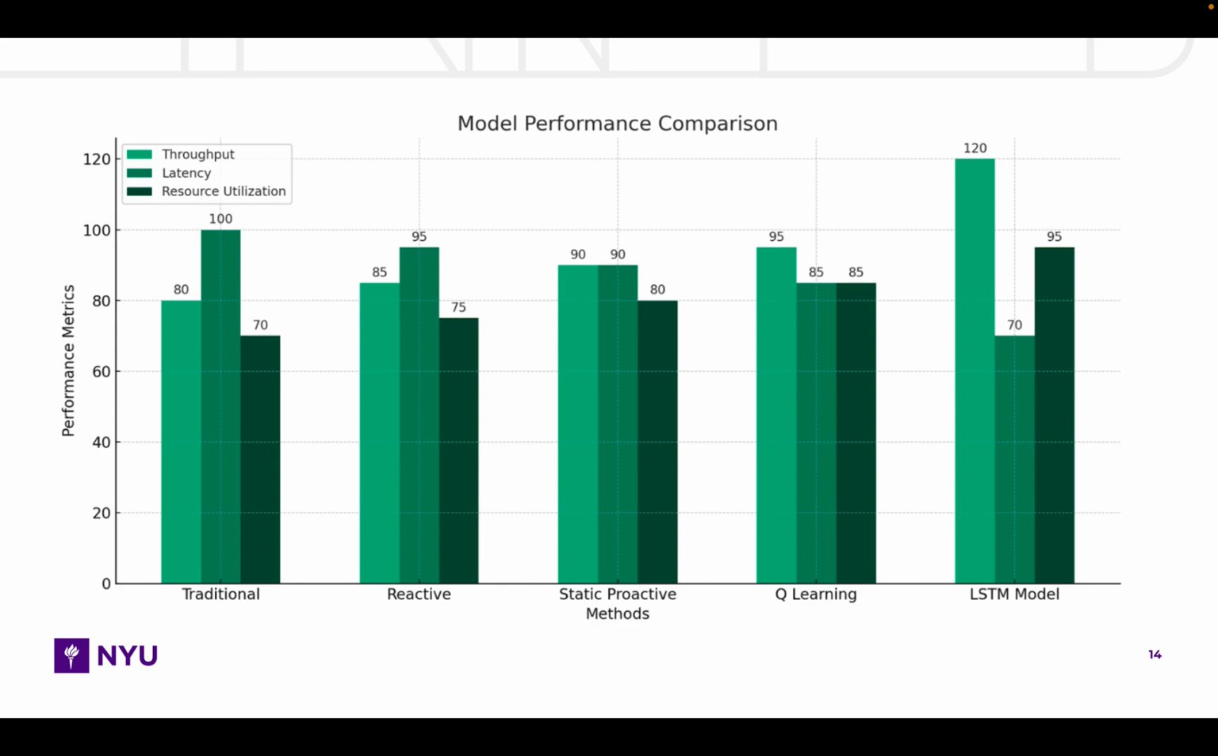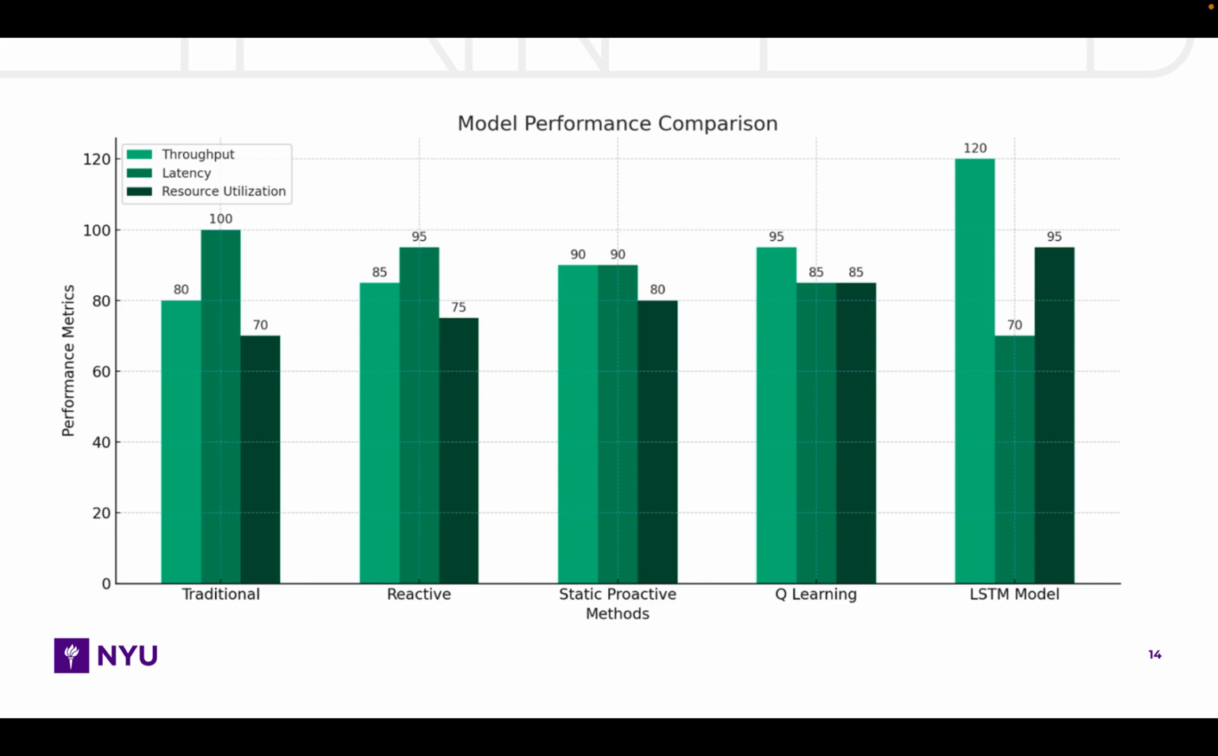We had these other methods to compare with as well. For example, reactive resource allocation, where the system, when it detects a spike in user activity, chooses to increase the allotted resources, and also other techniques such as static proactive methods, where we predict beforehand if there will be user activity, or Q-learning as well. And LSTM increased throughput by way more than expected.